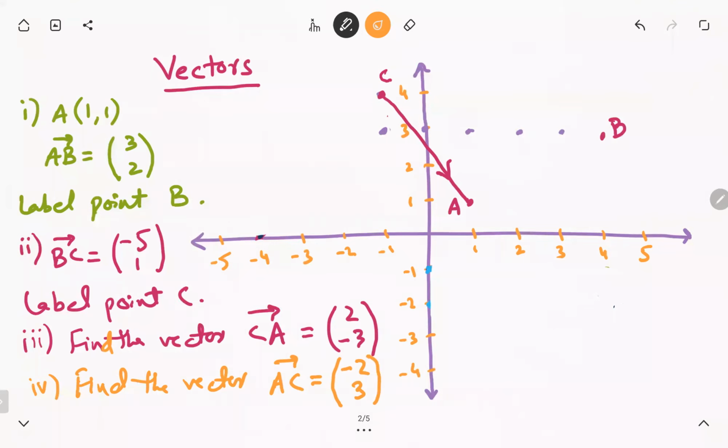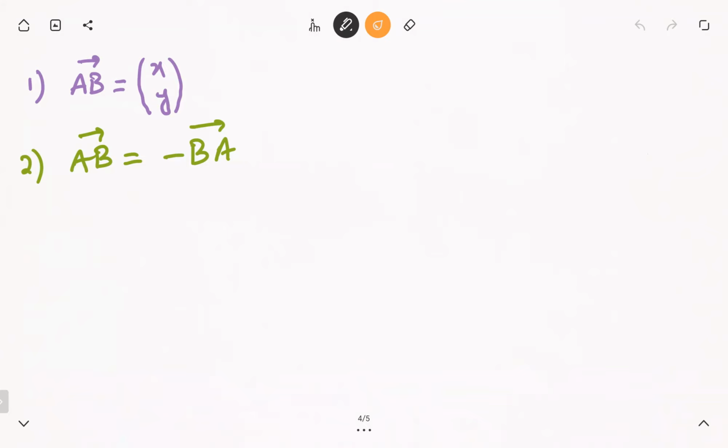Is that clear? So in this first lesson of vectors, we did a small introduction, and basically we learned two things. How to write any given vector in the form of a column vector, and secondly, when the direction of a vector is reversed, the signs of its x and y components change.